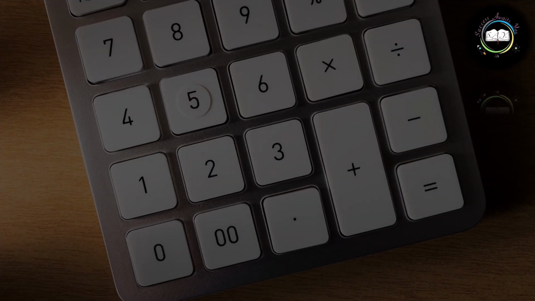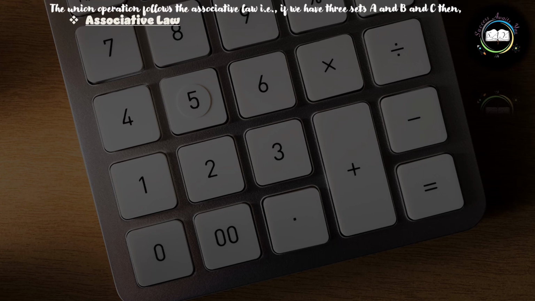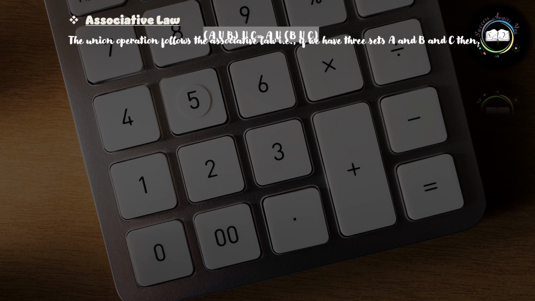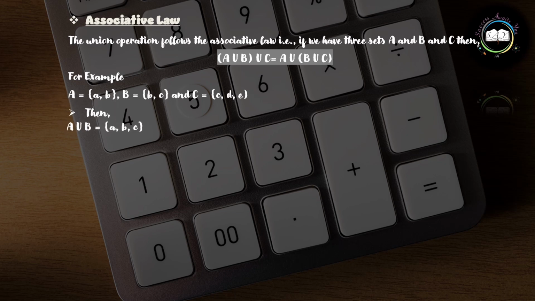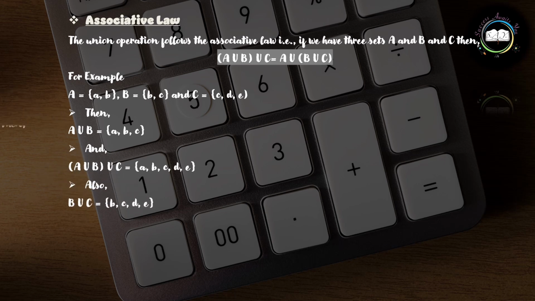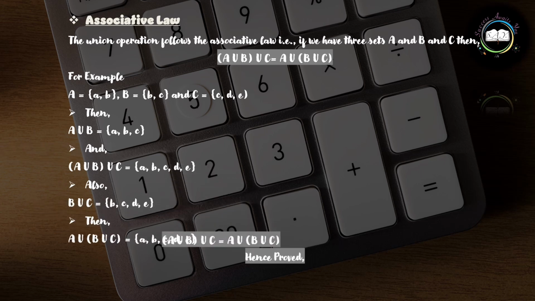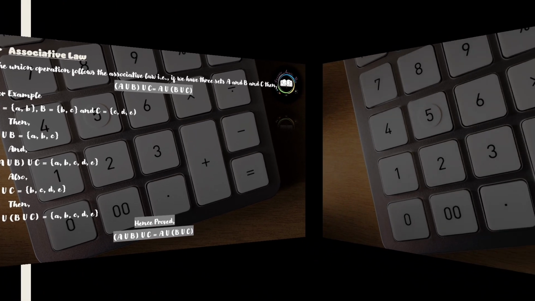Second property that union of sets follows is the associative law. That is, if we have three sets A, B and C, then (A union B) union C will always be equal to A union (B union C). As you can see here in the following example, we'll first perform A union B and then union C, and then we'll perform A union (B union C). The answer would always be the same provided the elements are not changed.